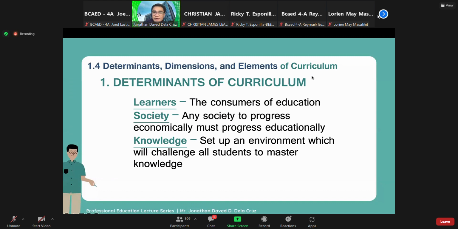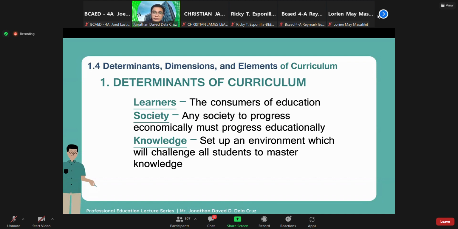So, the next one is society. As I have mentioned kanina, paulit-ulit kong sinasabi, the changes in the society affects the education system. And the society to progress economically must progress educationally. This is observable in different countries, di ba? Ang mga bansa na magaganda ang educational system, sila din ang may mga magagandang ekonomiya. And of course, knowledge. Existing knowledge.